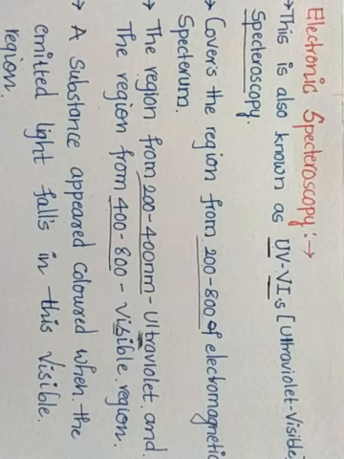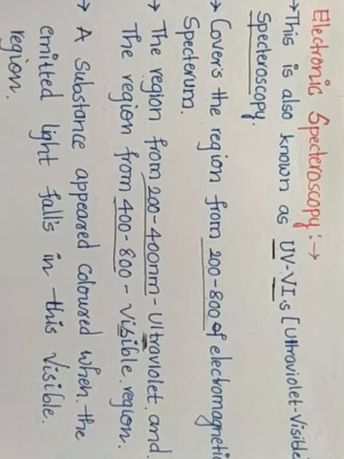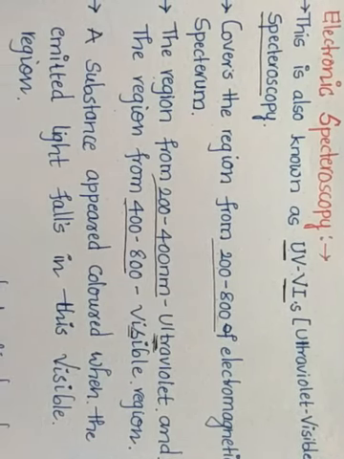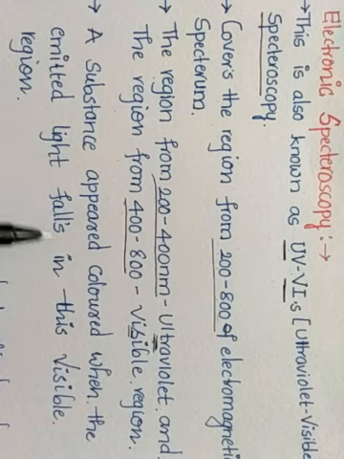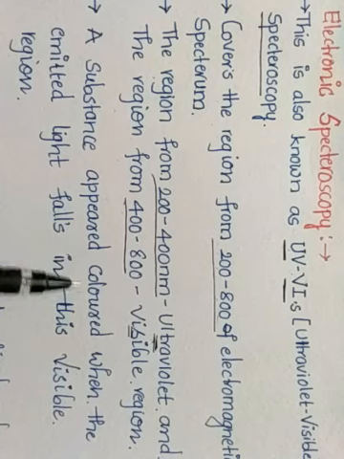Then in the visible region, what will happen? A substance appears colored when the emitted light falls in the visible region. If the emitted light falls in the visible region, the substance appears colored in nature.